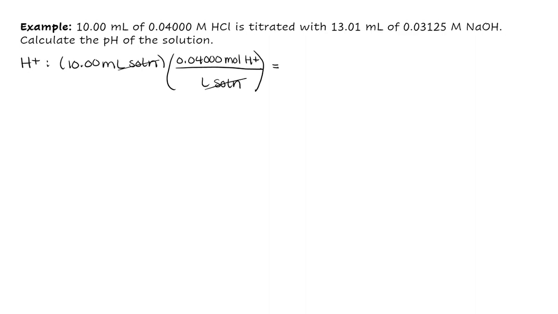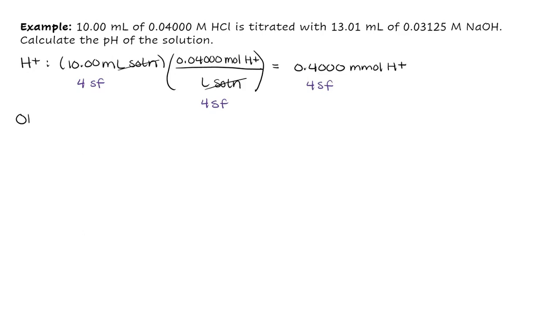And taking a look at sig figs, we have 4 sig figs in our volume, 4 sig figs in our molarity, so our millimoles will also be at 4 sig figs. Doing the math, 10.00 times 0.04000 gives us 0.4000 millimoles of H plus.